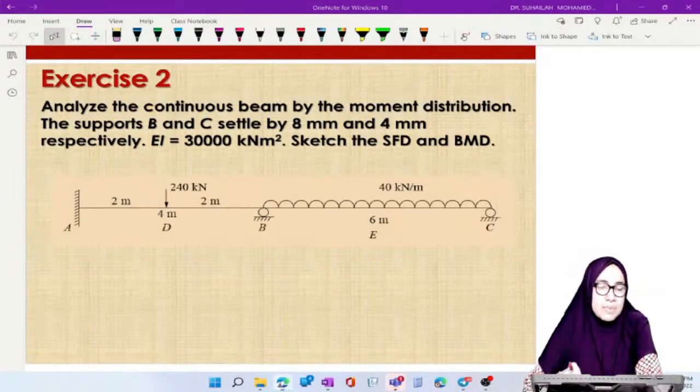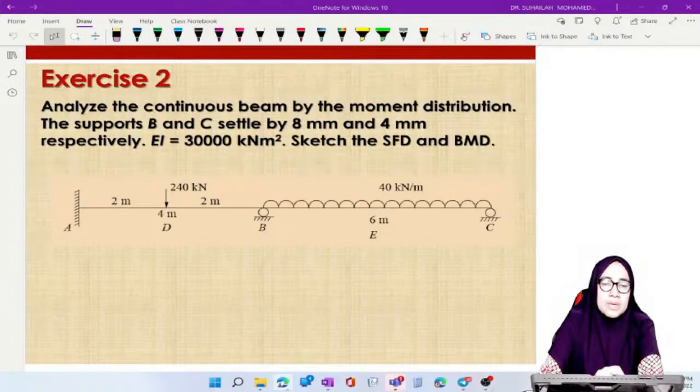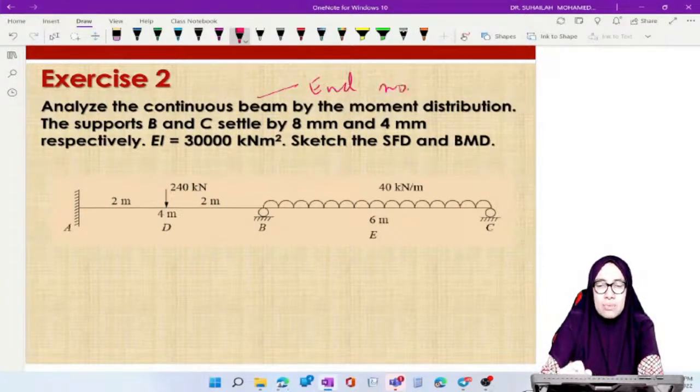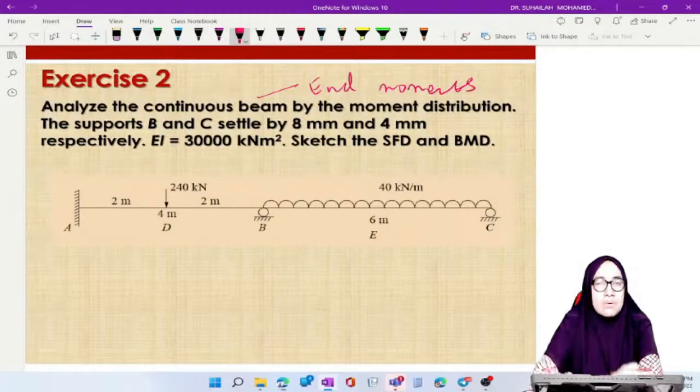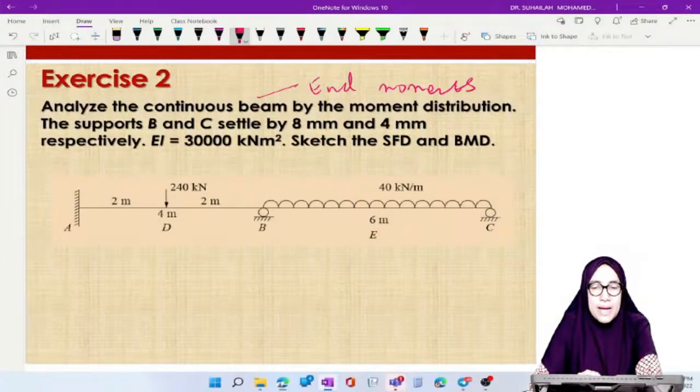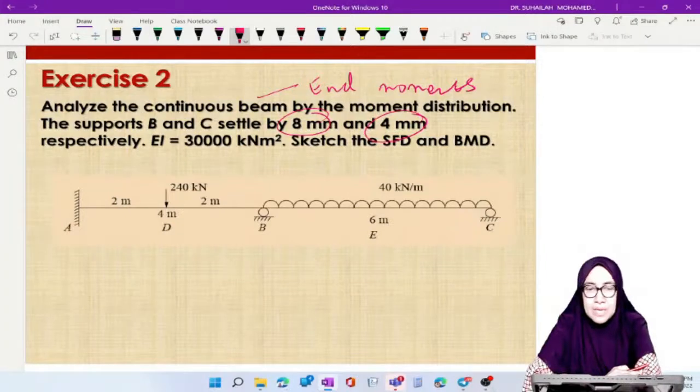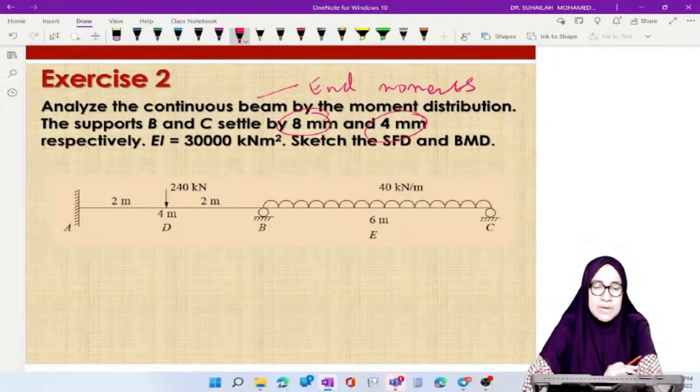Exercise number 2. Analyze continuous beam by the moment distribution. Analyze continuous beam means we need to calculate the end moments, or internal moments. Support B and C settled by 8 mm and 4 mm respectively. EI is given as 30,000 kilonewton meter square.